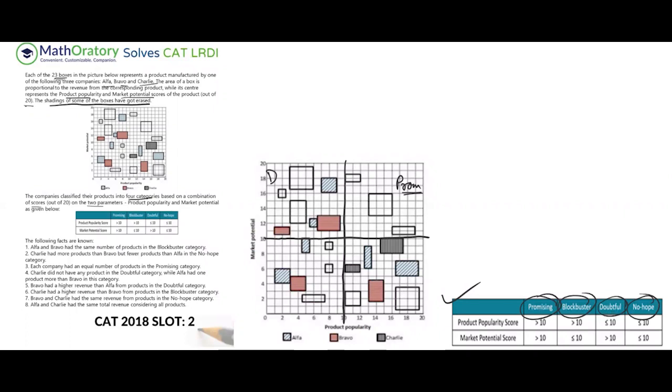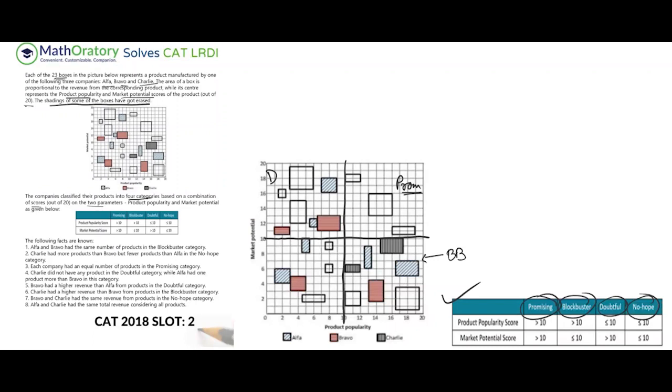So I'm just writing D for this. So this is the doubtful one. And blockbuster will be where the product popularity is very high, it's greater than 10. So the x-axis is greater than 10 and the market potential is less than or equal to 10. So this region, isn't it? So this region indicates our blockbusters. So I'm just writing BB for that.